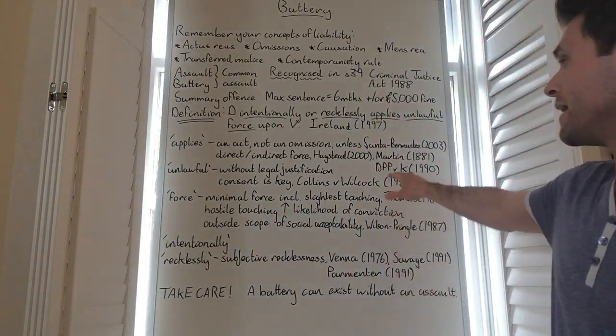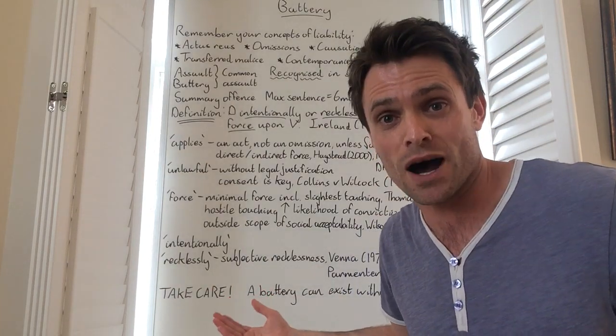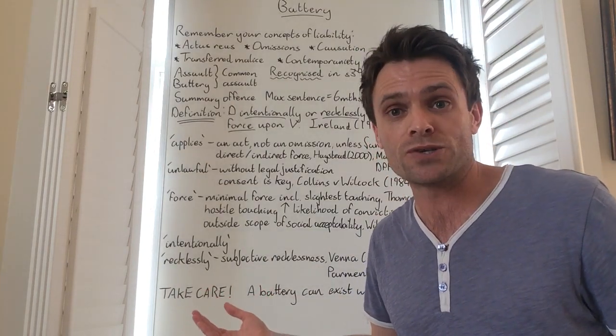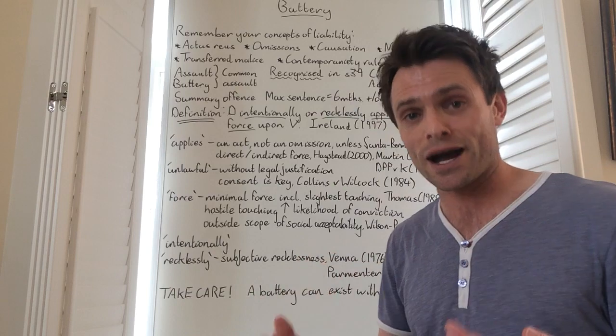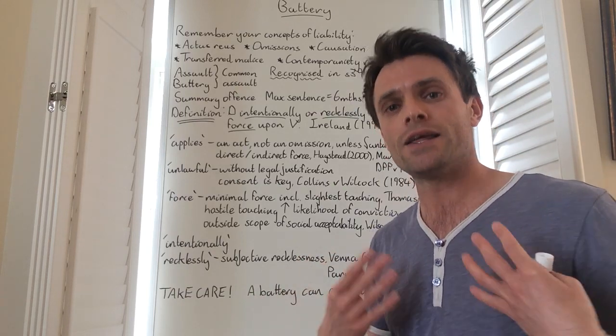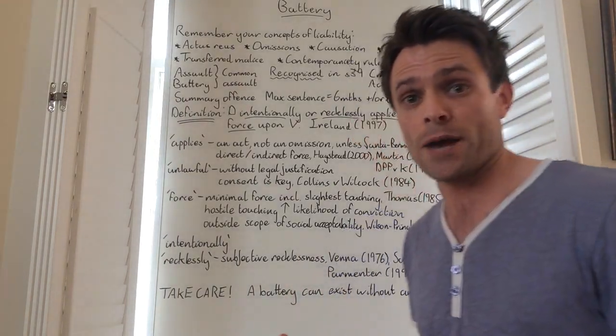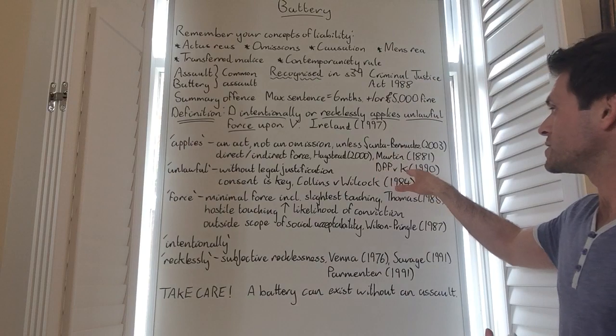Why the letter K in the case of DPP versus K? Well, you should always bear this in mind. It's an anonymous defendant. It's a child defendant, and therefore they're going to retain their anonymity in this particular case. Hence just the initial of indeed probably their surname. Okay, so that's why the case is written as it is.